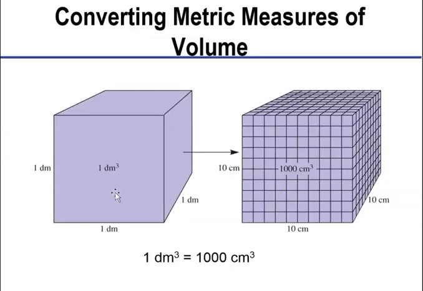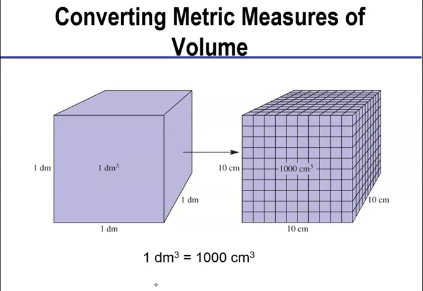Now, how about converting metric measures of volume? What you have pictured here is a decimeter cubed, because volume is units cubed. We talked about that briefly when we were counting the number of blocks we have. Those were cubes. If you have a decimeter cubed, that's the same thing as 1,000 centimeters cubed.